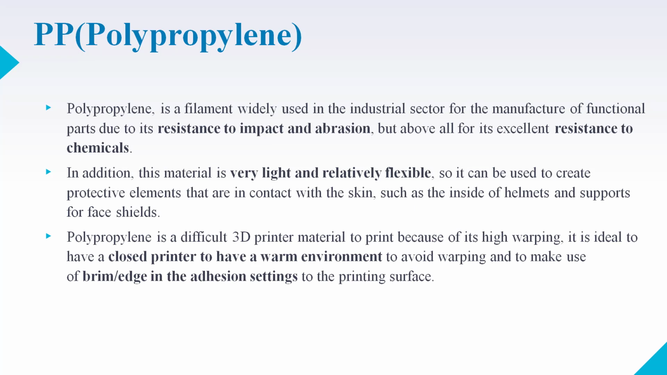Polypropylene is a difficult 3D printer material to print because of its high warping. It has a warping issue, so it is difficult to print these filaments. We need to have a closed printer and a warm environment to avoid warping, and to make use of brim edge in the additional settings for the printing surfaces.